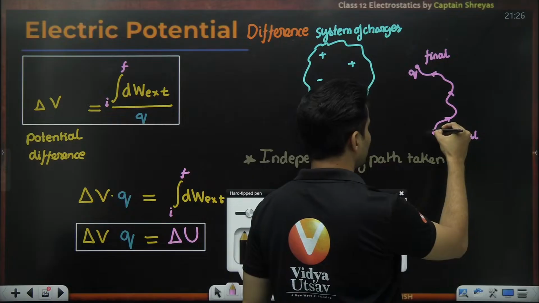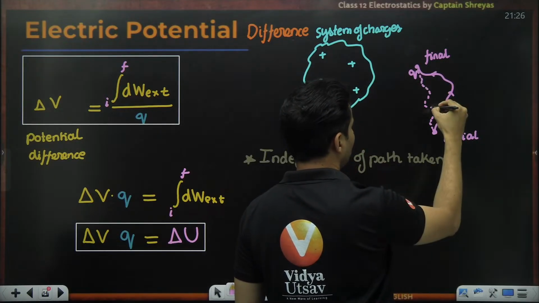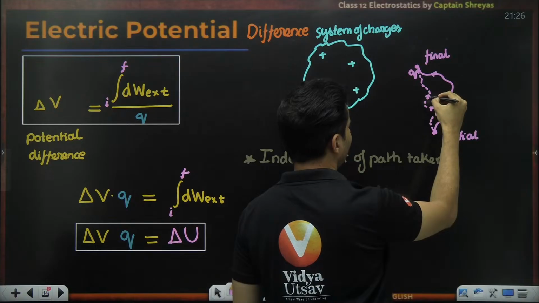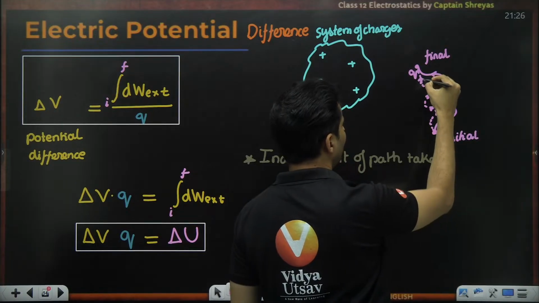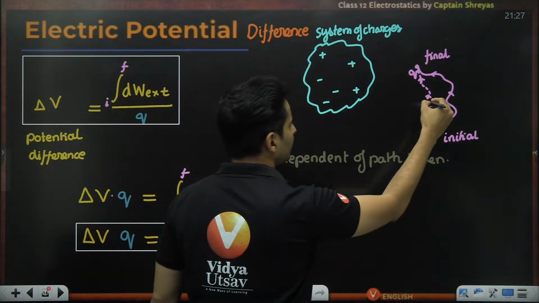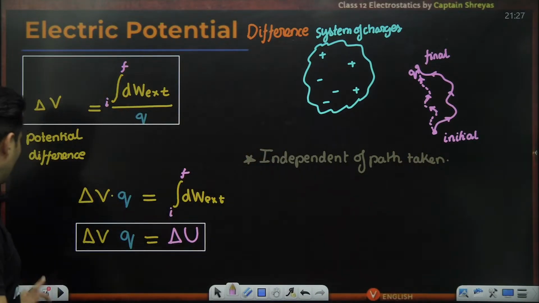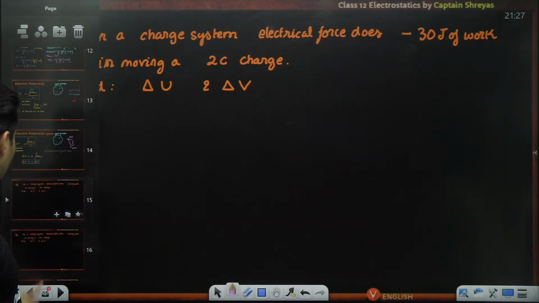So even if I choose some other path over here like this, still the work done would definitely be the same. It will not at all depend on the path. Is that clear? It is a conservative force. All right, so let's see if you guys can figure out this question.